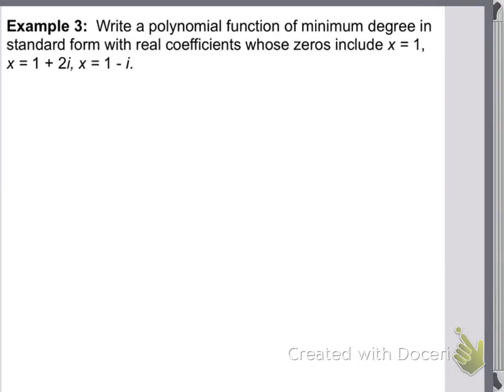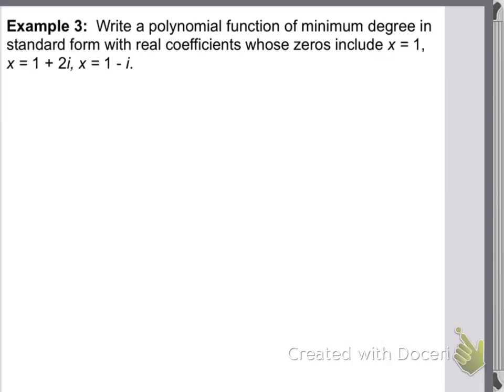Okay, example 3, I'm going to get you kind of started on this, and I would want you to pause and finish it on your own. We want to write a polynomial function of minimum degree in standard form with real coefficients whose zeros include x equals 1, x equals 1 plus 2i, and x equals 1 minus i. So the same as the problem before.